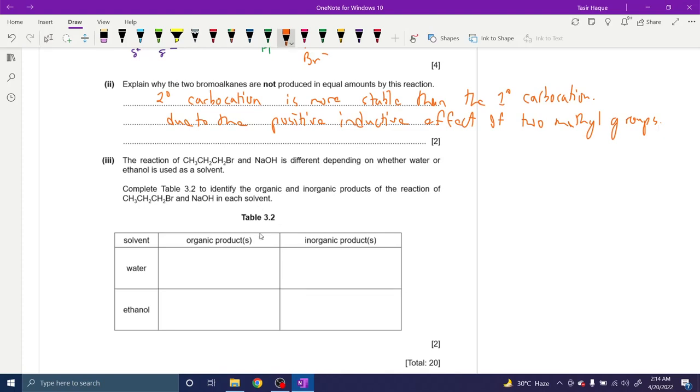So let's see what happens. If it's water, a nucleophilic substitution reaction takes place, or hydrolysis, we call it hydrolysis. So Br is replaced with OH. So this is CH3CH2CH2OH. This is propan-1-ol. You could write that down if you want. Don't write both though. So check this: CH3CH2CH2Br plus NaOH is equal to CH3CH2CH2OH plus NaBr. So this is our inorganic product, right?